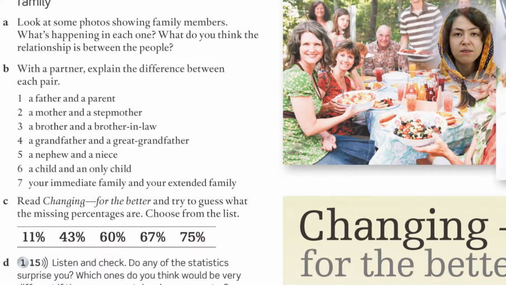Next is a brother and a brother-in-law. Okay, brother, and brother-in-law. For instance, I get married and the person whom I get married to is my husband. My husband has a brother. His brother is brother-in-law to me. Okay, so brother-in-law.